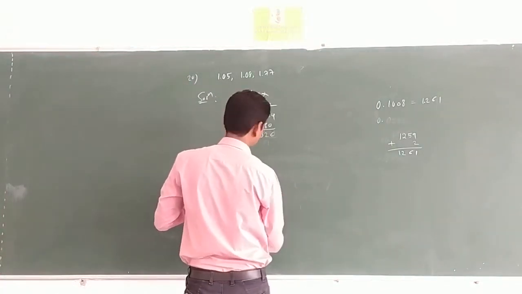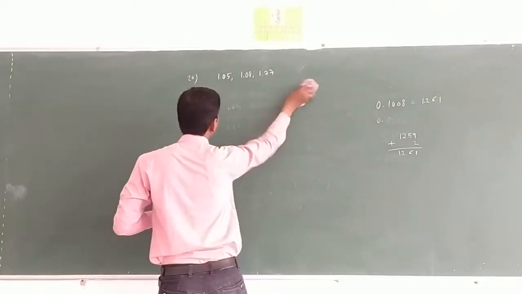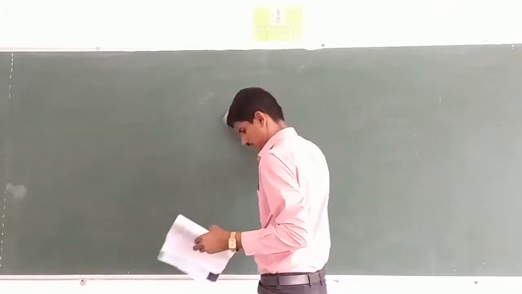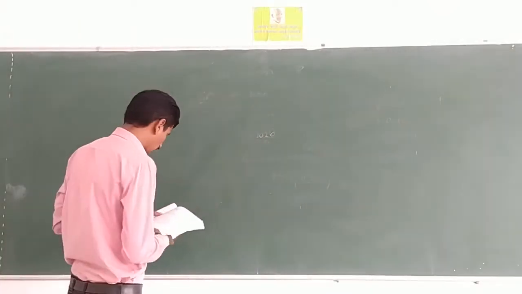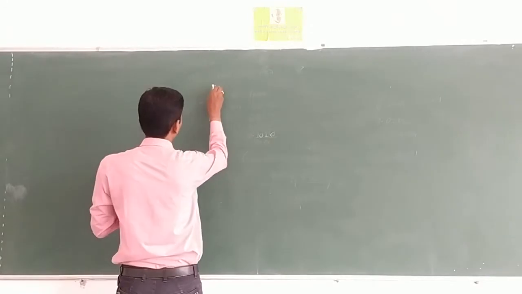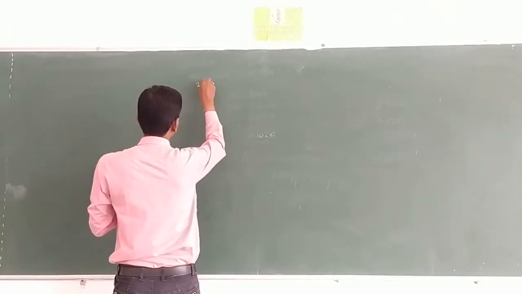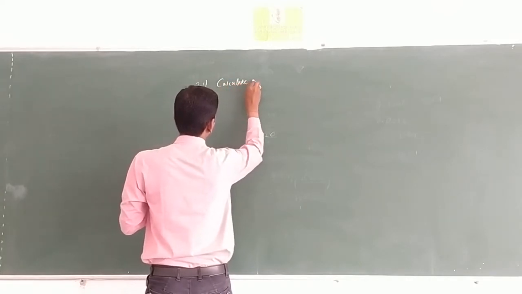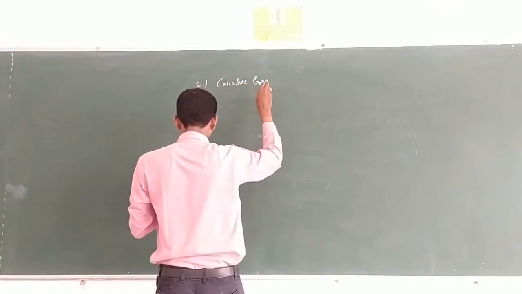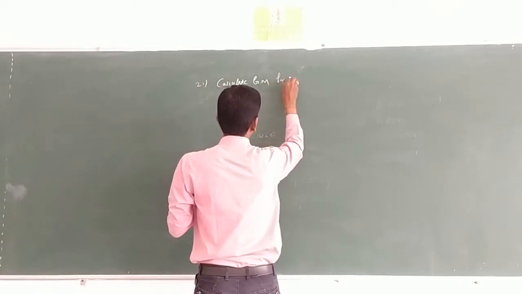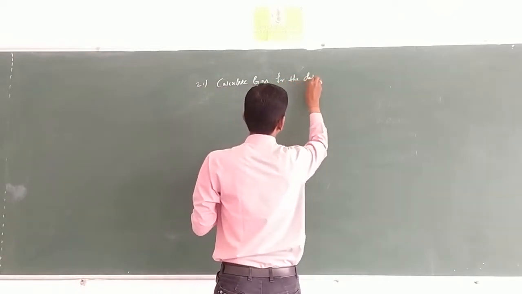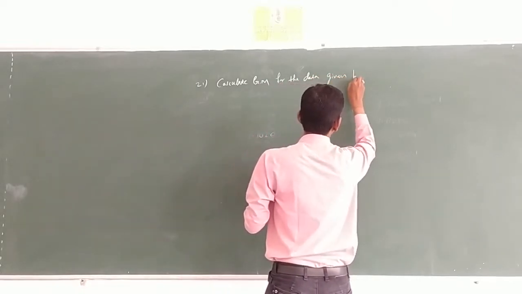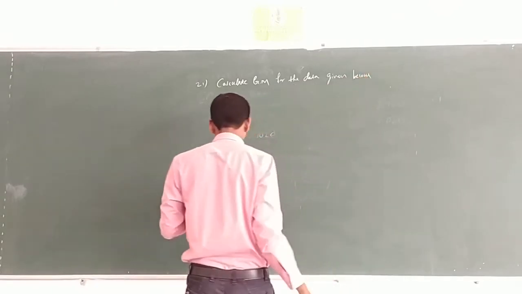Next, question 21. Calculate GM for the data given below.